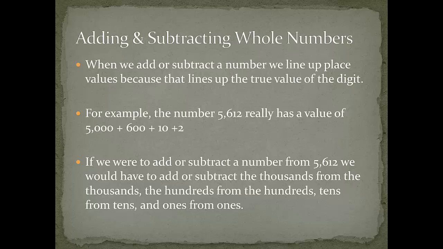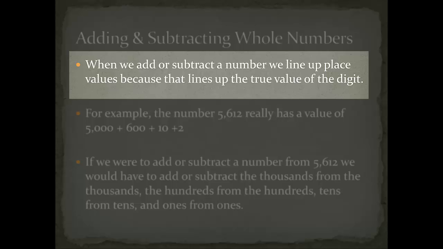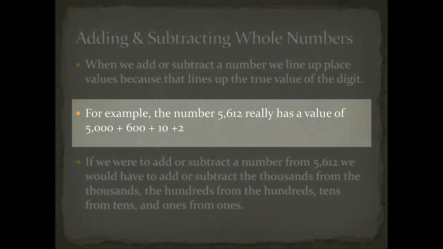Adding and subtracting decimals is really just like adding and subtracting whole numbers. So I want to start by going over how we really add and subtract whole numbers. When we add or subtract a number, we line up place values because that lines up the true value of the digit. For example, the number 5,612 really has a value of 5,000 plus 600 plus 10 plus 2.